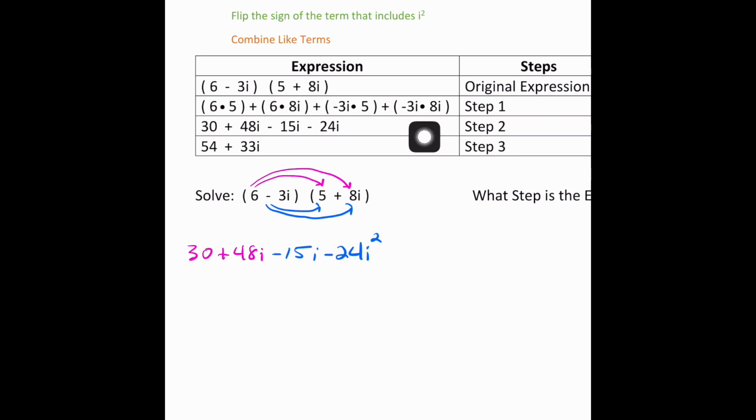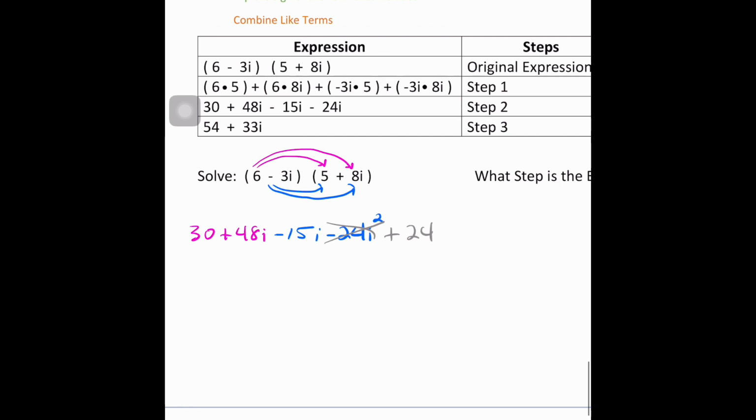Everything's kind of checking out so far. We got 30 plus 48i, minus 15i, minus 24i. All right, that looks good so far. So what we're going to do is, thank you. That negative 24i squared, we're just going to turn into a plus 24. Great job. Guys, you're identifying, you're recognizing, you are on absolute fire. All right. Real numbers first. 30 plus 24. Ooh, again the error locker. Cool.